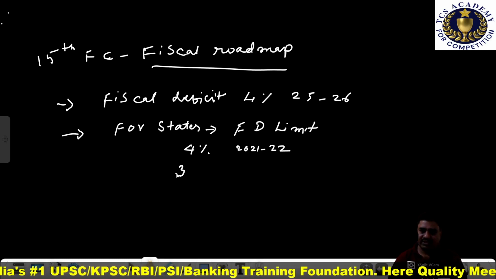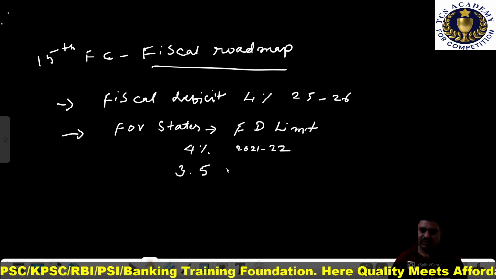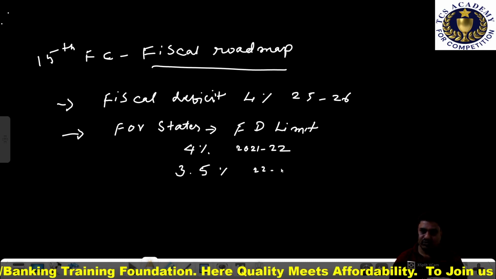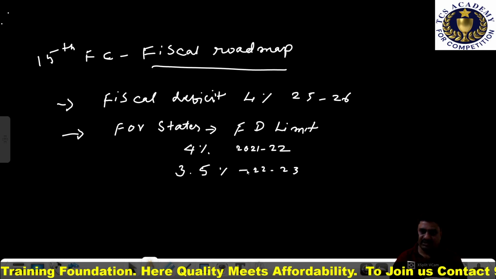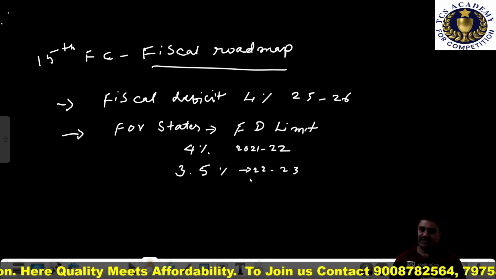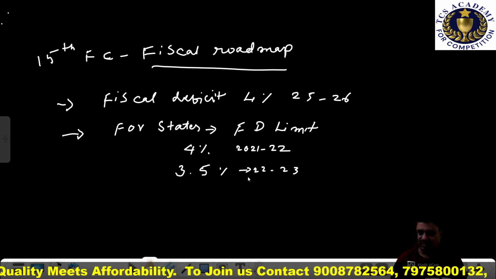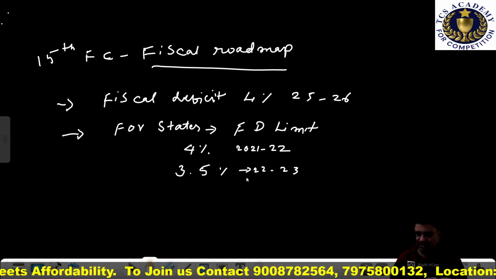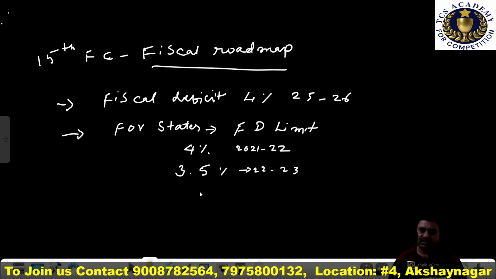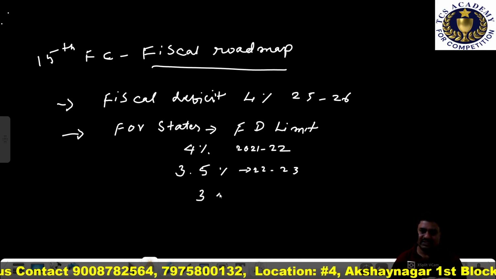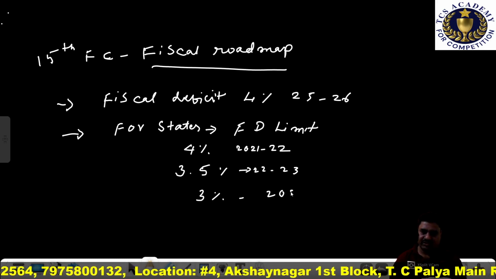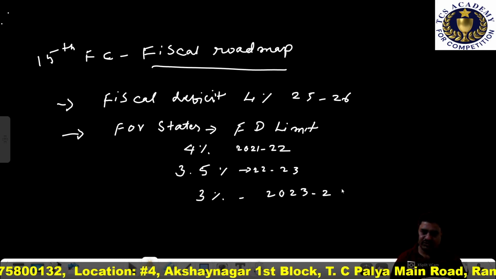It has to be brought down to 3.5% in 22 to 23. That is, in the 22-23 financial year, the states have to limit their fiscal deficit to 3.5%. Is that clear? And to 3% for the financial year 2023 to 26.